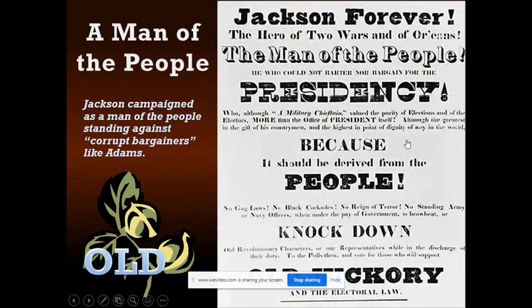Jackson, though, pitched himself as a man of the people. Jackson campaigned as a man of the people, standing against corrupt bargainers and the rich elite, the aristocracy. He stood that I am a man of the people. I am the common man. I'm just like you. I mean, if you look at this political campaign poster right here in the newspaper, it says Jackson forever, the hero of two wars and of Orleans, the man of the people. He who could not barter nor bargain for the presidency, because it should be derived from the people.